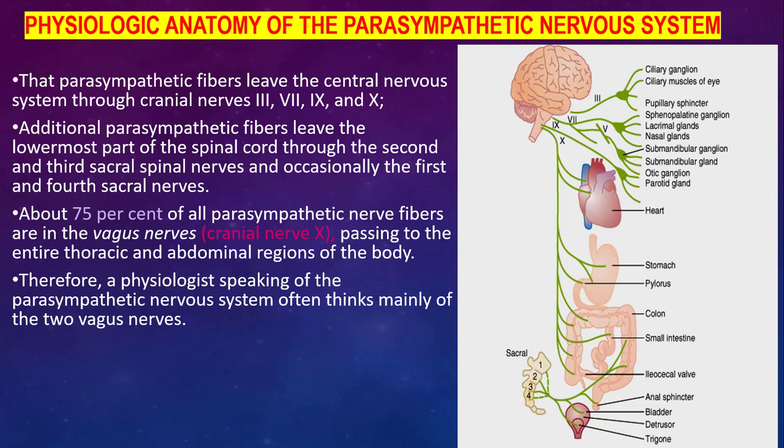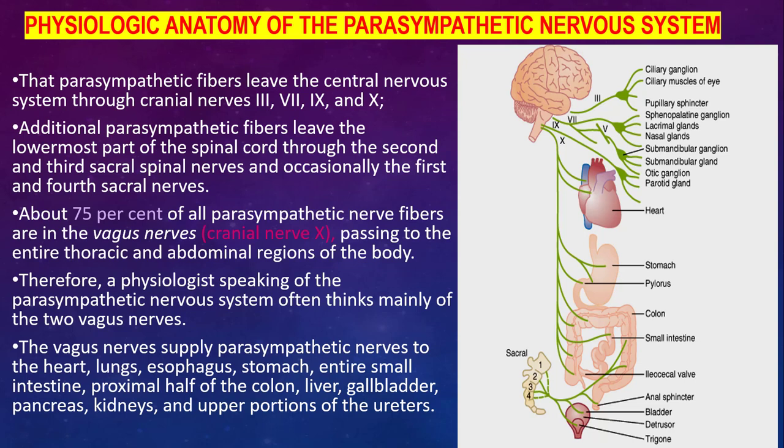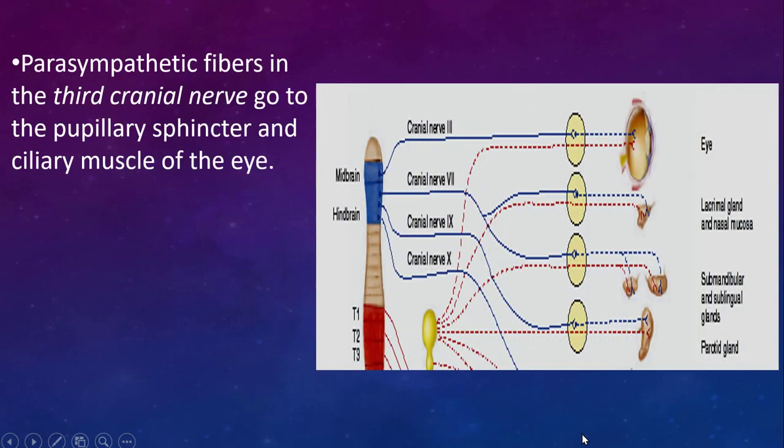The vagus nerve supplies parasympathetic nerves to the heart, lung, esophagus, stomach, entire small intestine, proximal half of the colon, liver, gallbladder, pancreas, kidney, and upper portion of the ureter. Parasympathetic fibers in the third cranial nerve go to the pupillary sphincter and ciliary muscle of the eye. This is the third cranial nerve, and they supply the pupillary sphincter and ciliary muscle of the eye.